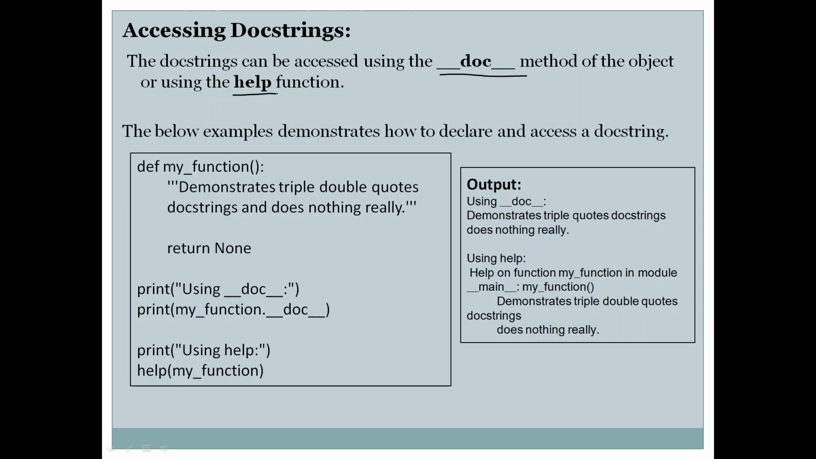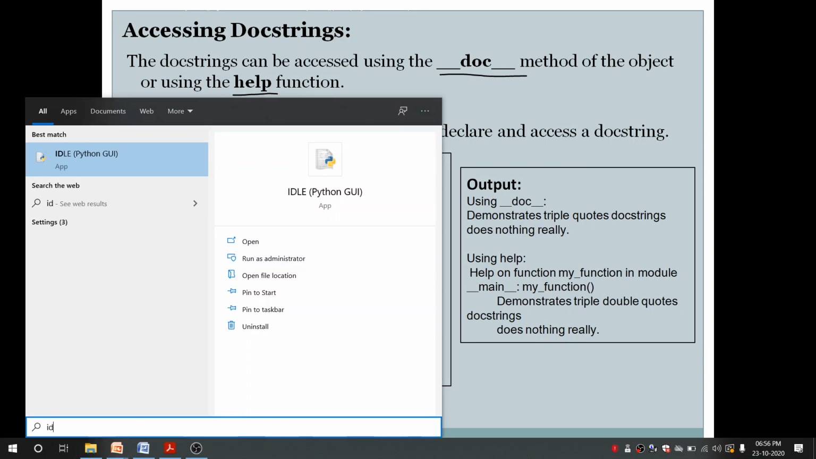Now before going through this example, I'll just show you how we can access the docstring of a predefined or built-in function. We already have built-in functions, like I've said, abs, input, or a function like filter. If we want to access the docstring of these functions, how can we access it? By using the function help, that I will show you now. Okay, let us open IDLE.